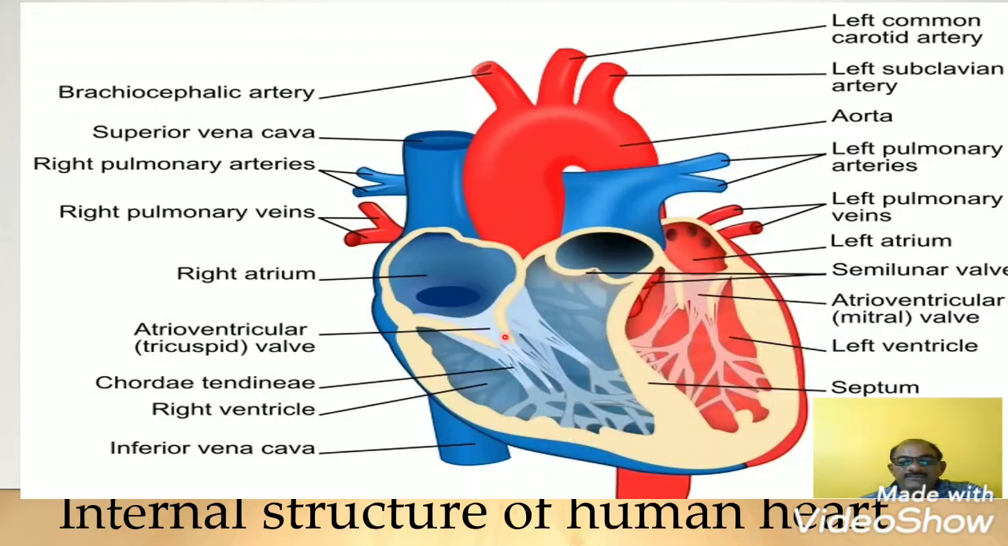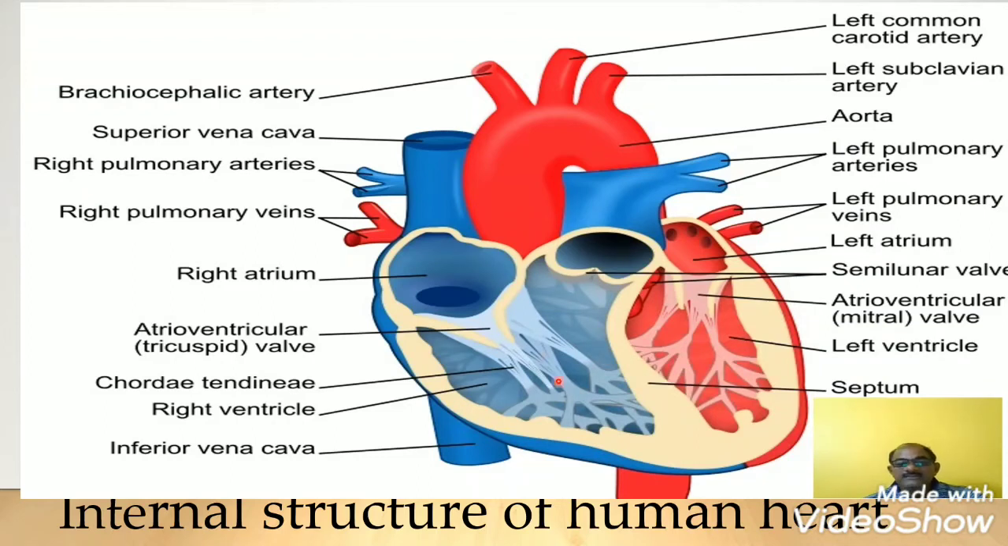That valve is the tricuspid valve. Here the semilunar valves are present. Here the bicuspid valve is present. All of these valves maintain the unidirectional flow of blood and also avoid backflow of blood. That is the function of the valve. It maintains the unidirectional flow as well as avoids the backflow of blood. So that is concerned here with the auricles.